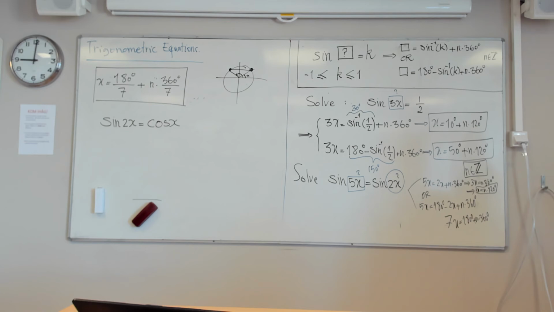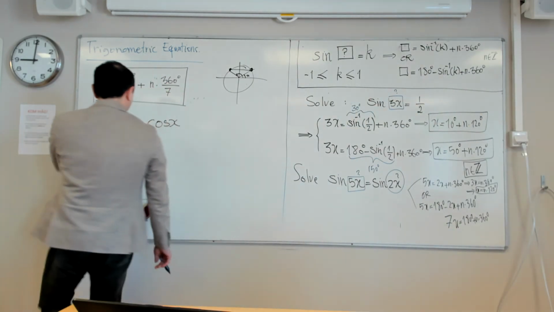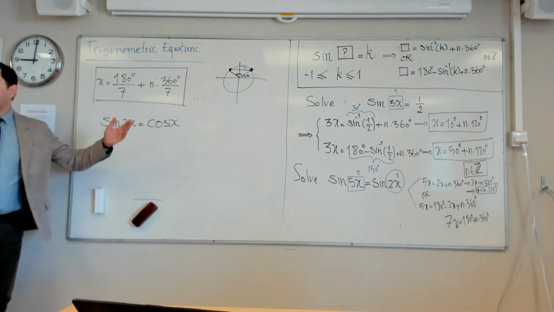Yes? I don't remember exactly, but there's a relation between cosine and sine. It's like 90. Yeah, exactly. Thank you very much. So that is a very important thing. So cosine is essentially the same as sine.